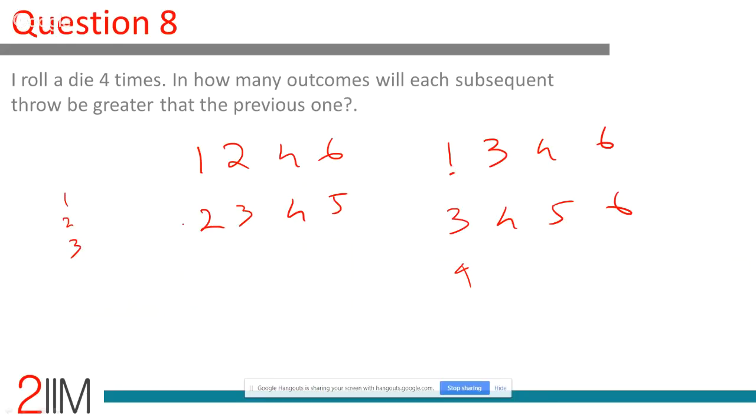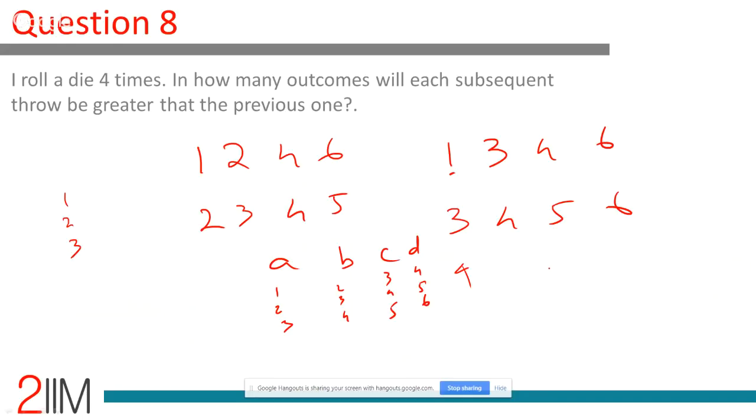The second one can only be 2, 3, or 4. You can't do it like that. If the first throw is 2, the second throw can't be 2. The conditional part comes in. Let's say this is A, B, C, D. This can be only 1, 2, 3. This can only be 2, 3, 4. This can only be 3, 4, 5. This can be 4, 5, 6.